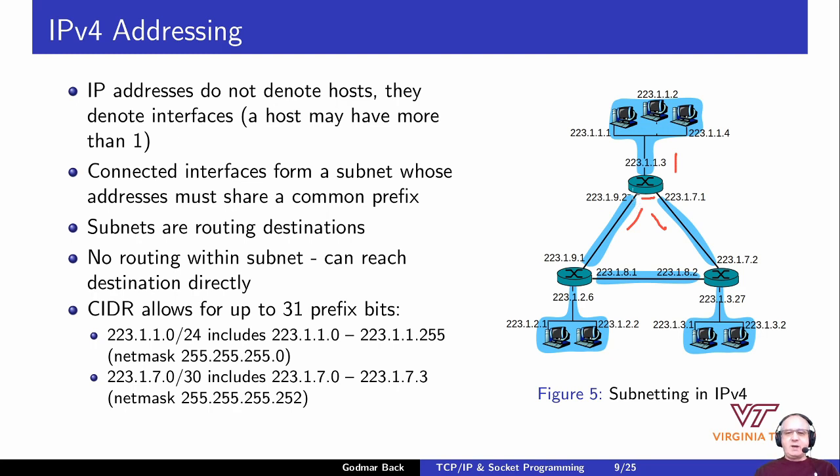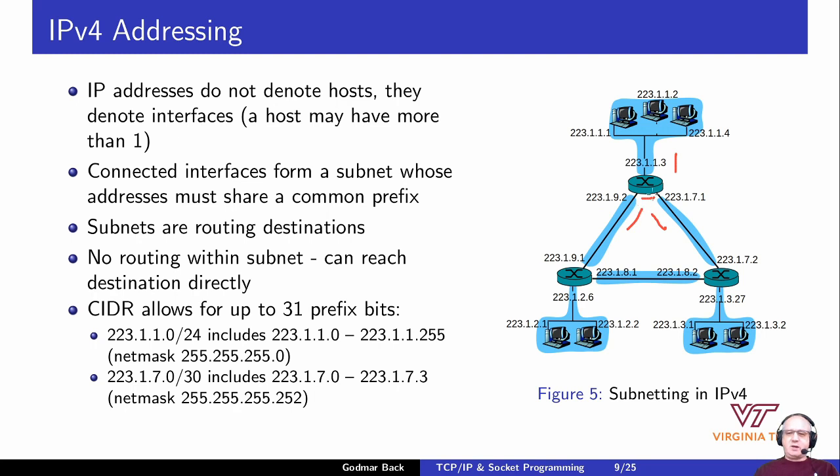Now, an IP address denotes an interface. So a machine that has multiple interfaces needs multiple IP addresses. Each interface is connected to what is referred to as a subnet or subnetwork. And these are shown here in blue in this picture, which is also taken from the book by Jim Kurose and Keith Ross.